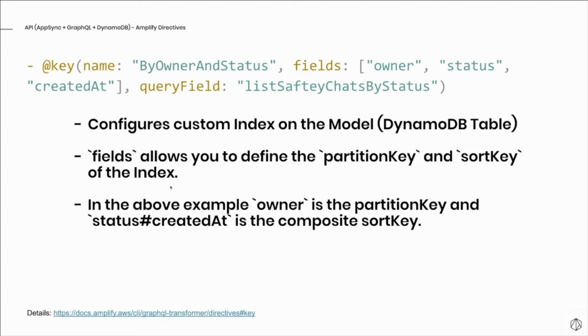The add key directive is used to create a partition key on the DynamoDB table. You can use additional key directives to create secondary indexes on the DynamoDB table. The fields property defines which properties will be used as a partition key and sort key for the index. In this particular example, we are creating a global secondary index with owner as a partition key and a composite sort key with status and created at fields.